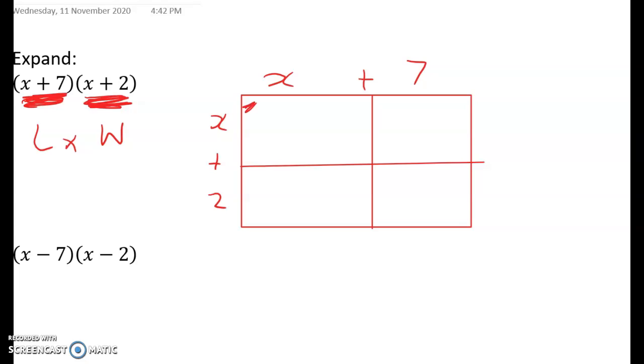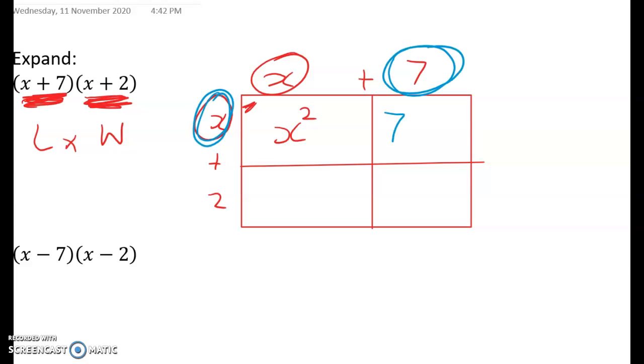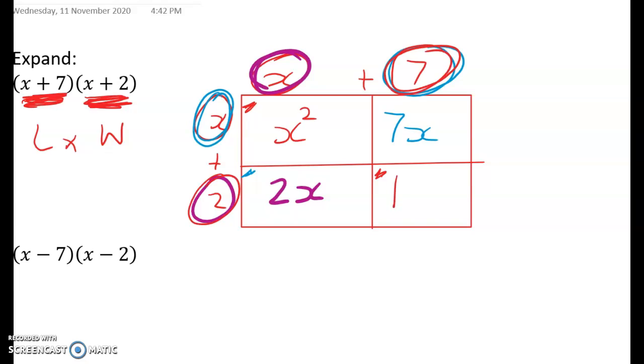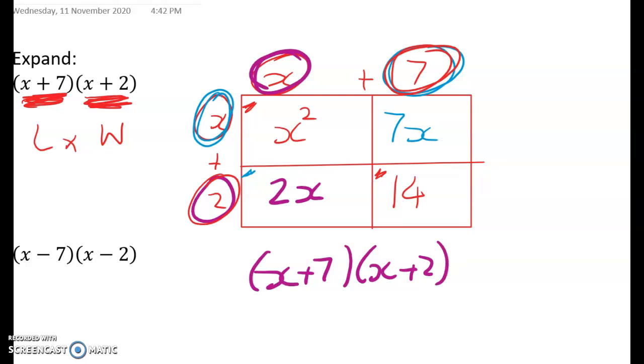So this paddock here has got an area of x times x, length x and width x, so its area is x squared. This one here has got a length of 7 and a width of x. This one down here has got a length of x and a width of 2, so 2 times x is the area and it's 2x. And then lastly, this one here has got an area of 2 times 7, which is 14. So the area of the whole thing adds up to x squared plus 7x plus 2x plus 14.